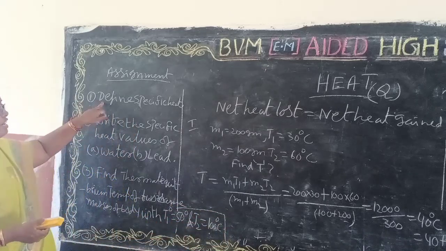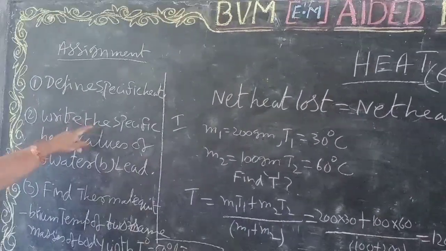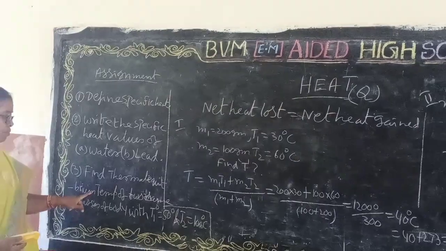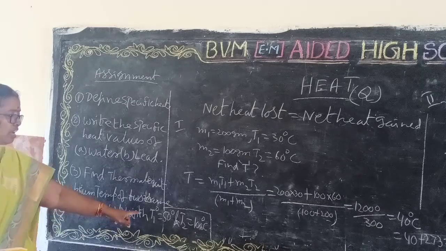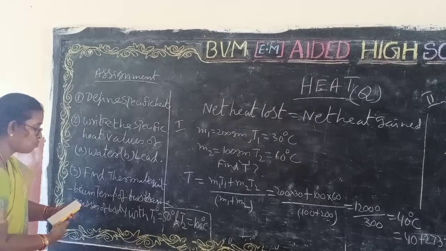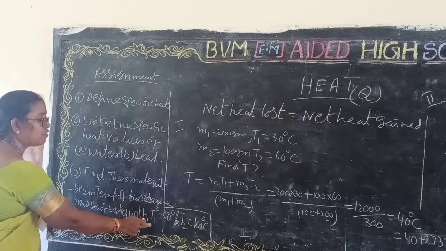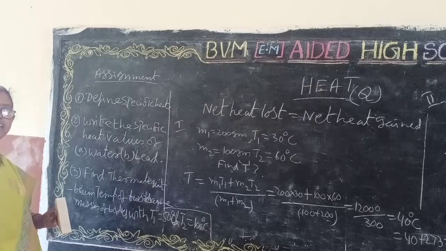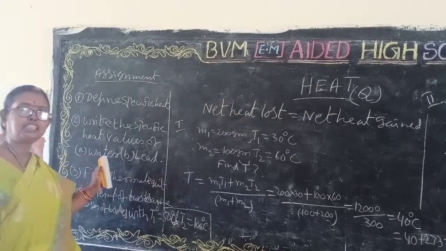So children, the assignment is: define specific heat, write the specific heat values of water, and find the thermal equilibrium temperature of two bodies of the same mass with T1 at 50 degrees centigrade and T2 at 100 degrees centigrade. So this is the assignment.